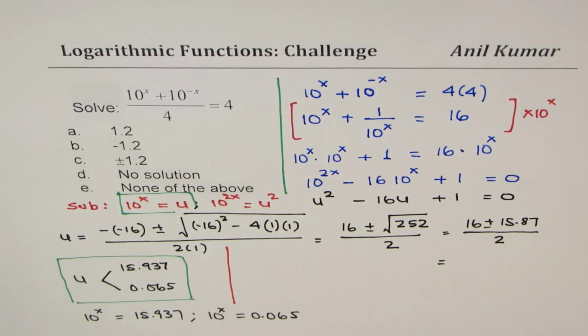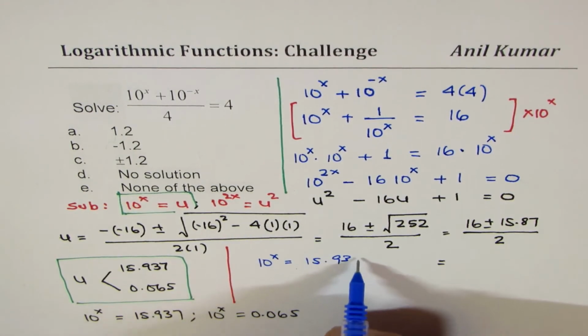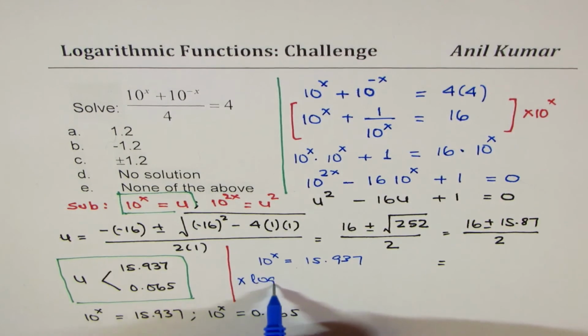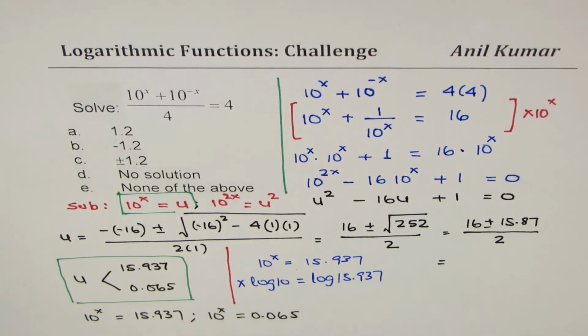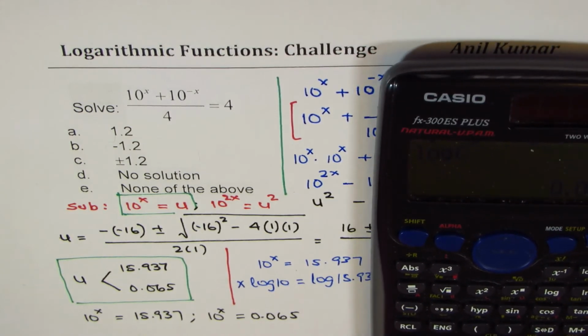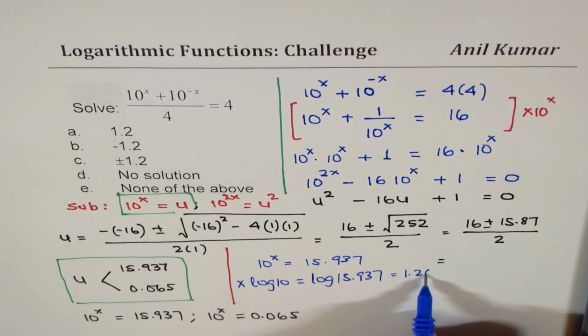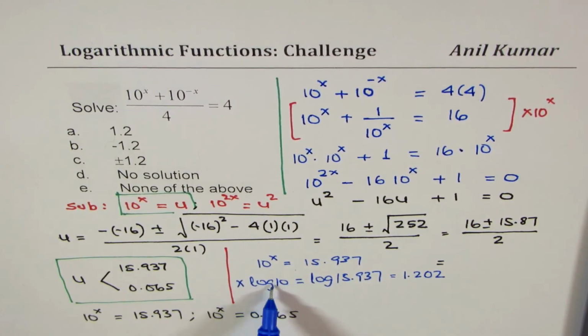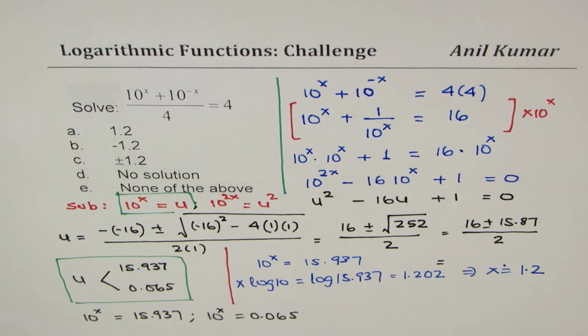So let me rewrite one of these equations: 10 to the power of x is equal to 15.937. Taking log, we get x log of 10, which is 1, equals log of 15.937. So what is log of 15.937? Log of 15.937 is equal to 1.202. Now log 10, you know, is 1. So this implies that x is approximately 1.2, since we have been given answers in one decimal place.